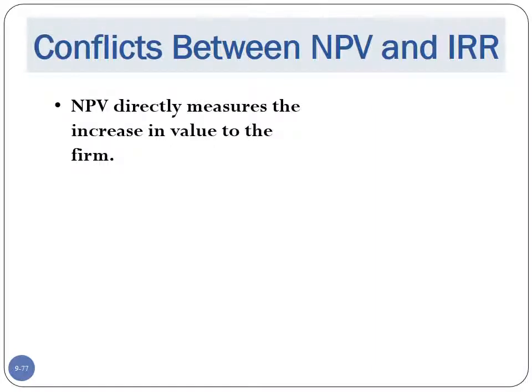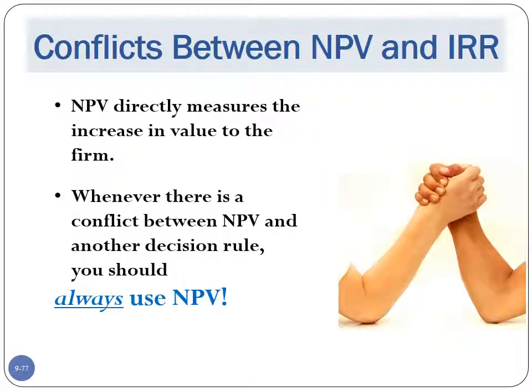Net present value directly measures the increase in value to the firm. So whenever there's a conflict between net present value and another decision rule, you should always use net present value.